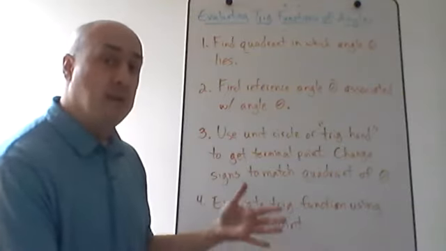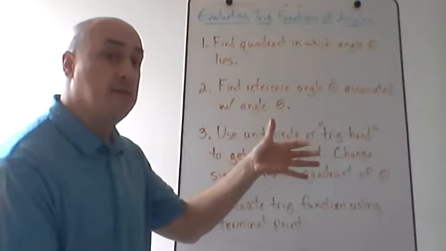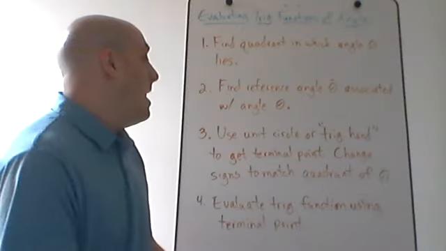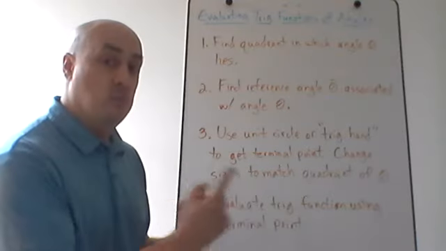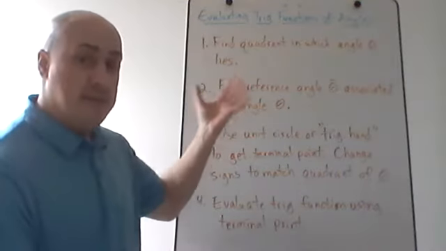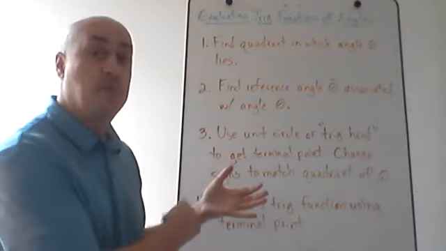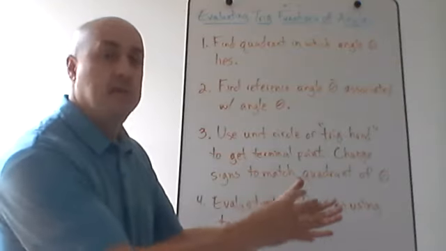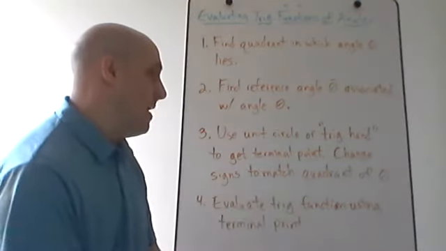Our reference angle is always going to be an angle from the first quadrant, and we can use our trig hand to get the terminal points of the angles in the first quadrant. And then we just basically change the signs based on which quadrant we're in. If I'm in the second quadrant, I make x negative and y positive. If I'm in the third quadrant, I make both x and y negative. If I'm in the fourth quadrant, I make x positive and y negative. So that's what we're talking about here, changing the signs to match the quadrant.